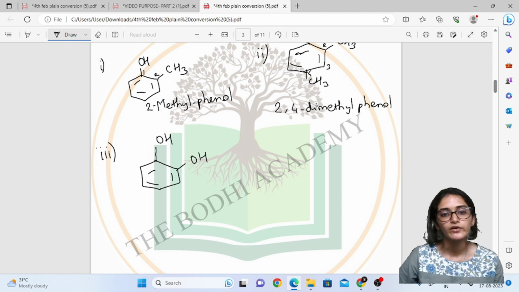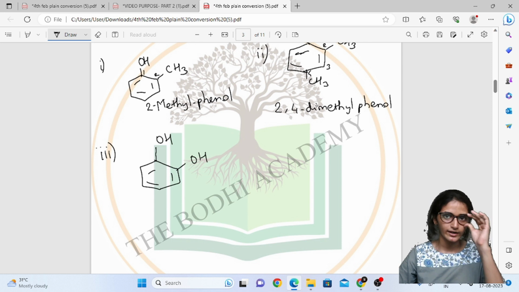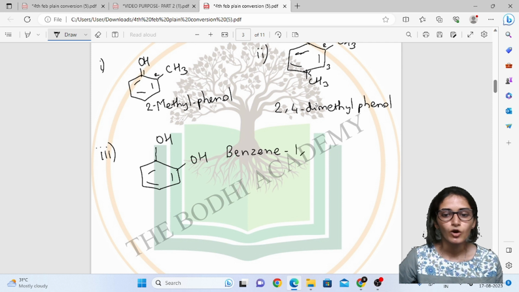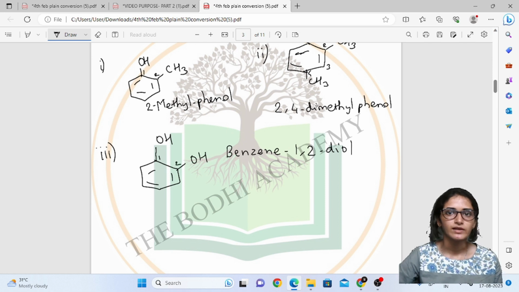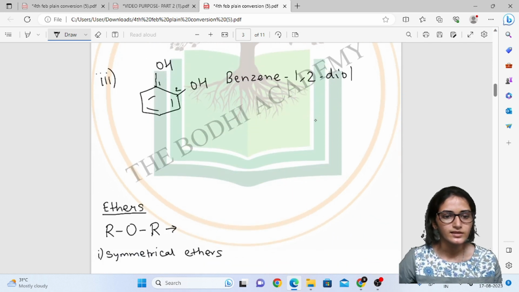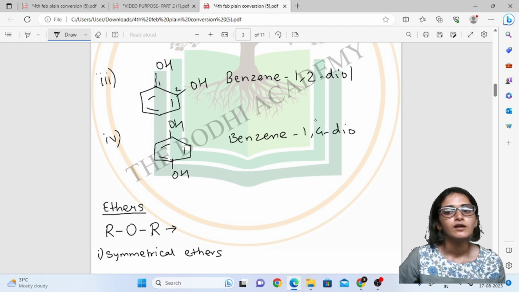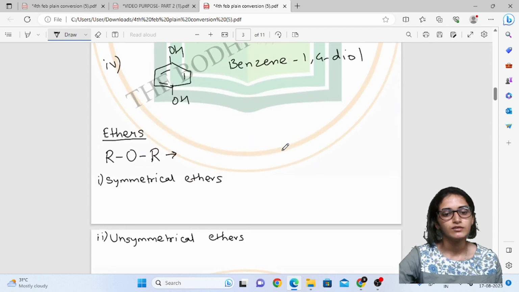Okay, now we give priority to these OH groups. So the name will end obviously with ol. So here what you have to do, benzene you have to write first. So here the name will go like this, benzene 1,2 diol. So this is 1 and this is 2. Benzene 1,2 diol. Next example we will see, wherein OH group is attached to first and fourth position. So here the name will be benzene 1,4 diol. So this is the way of naming the phenols.